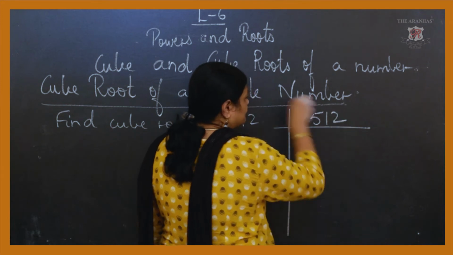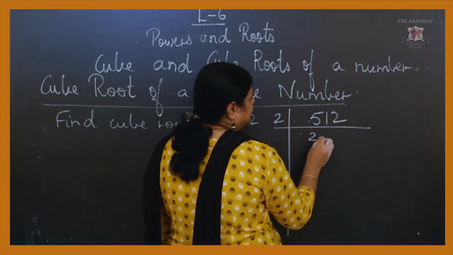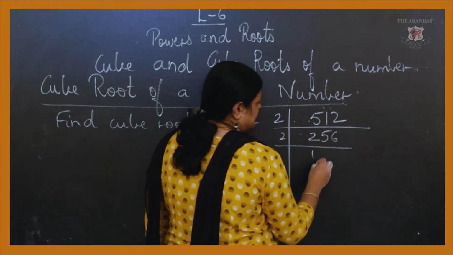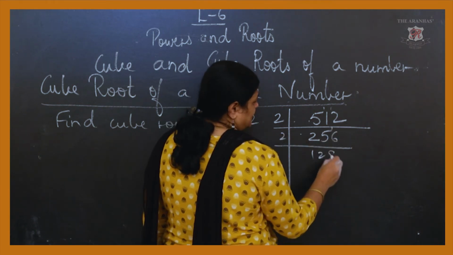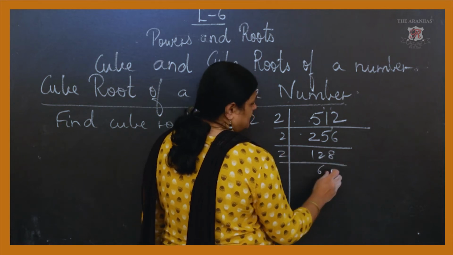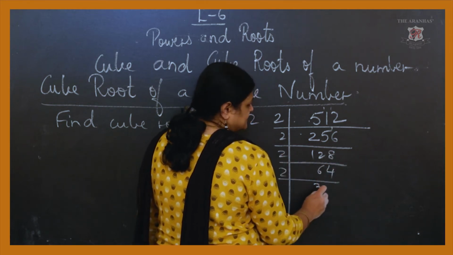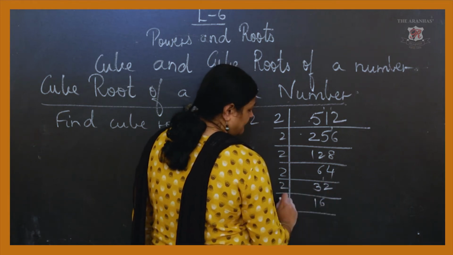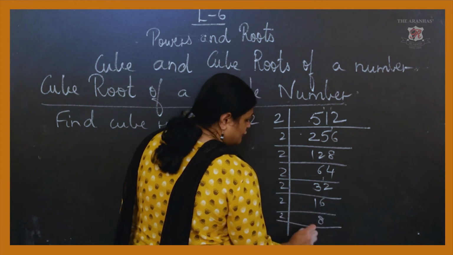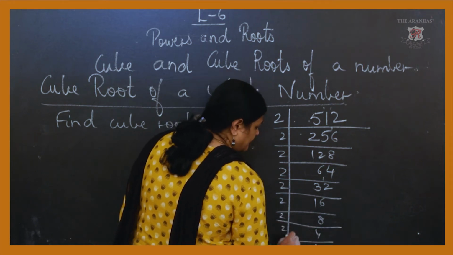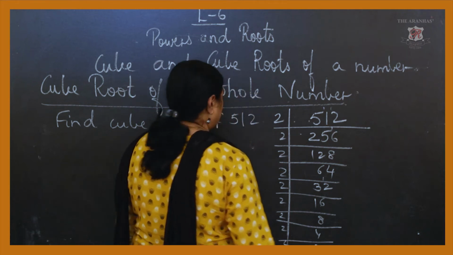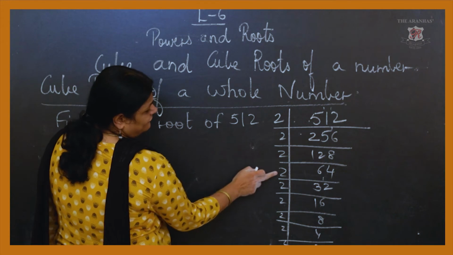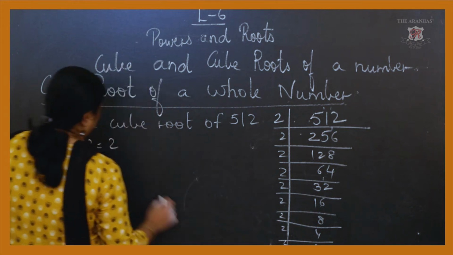Here you are doing 512. 2 2s are 4, 2 5s are 10, 2 6s are 12, 2 1s are 2, 2 2s are 4, 2 8s are 16, 2 6s are 12, 2 4s are 8, 2 3s are 6, 2 2s are 4, 2 1s are 2, 2 6s are 12, 2 8s are 16, 2 4s are 8, 2 2s are 4, 2 1s are 2. So here 512 is equal to 2 nine times.